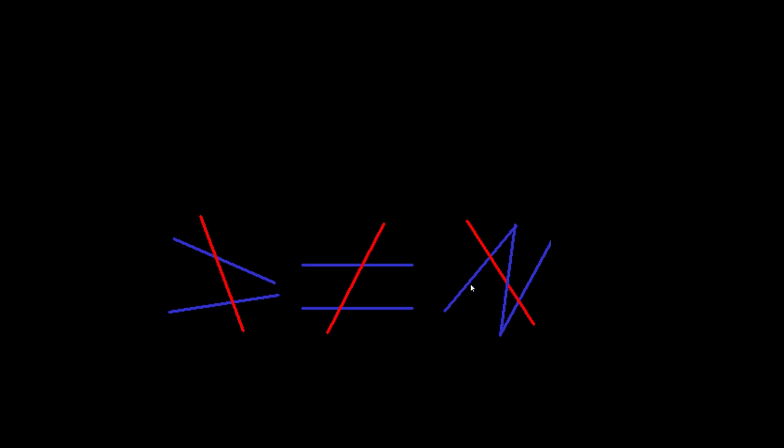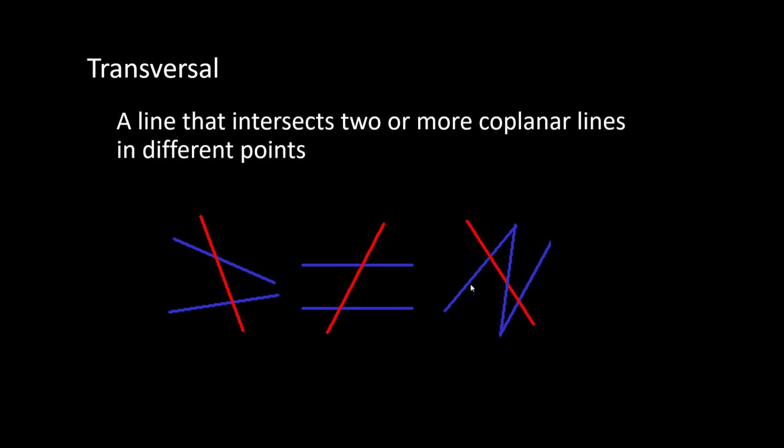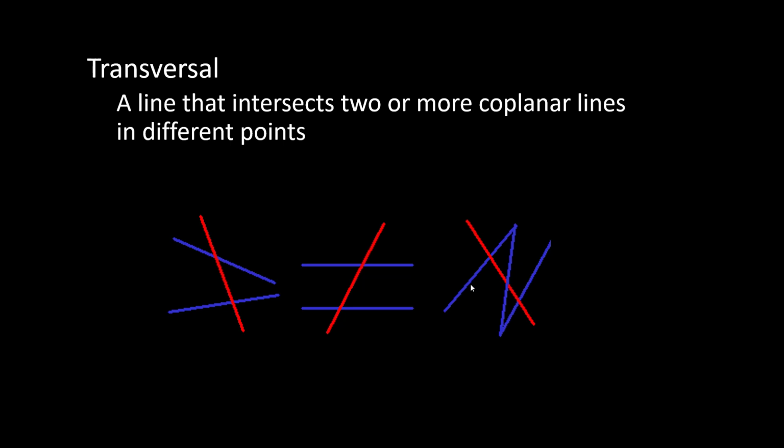Now the term that we give to that red line that intersects multiple other lines is the term transversal. Transversal, by definition, is a line that intersects two or more coplanar lines in different points. So in each of these examples, the red line would be a transversal.